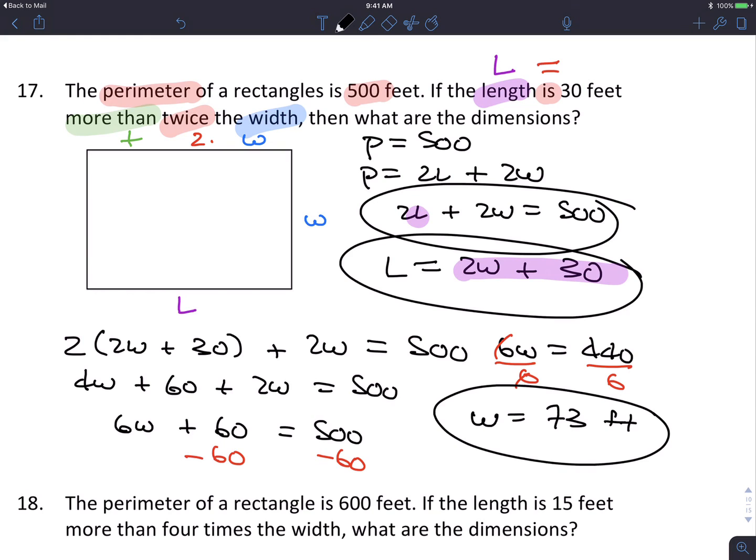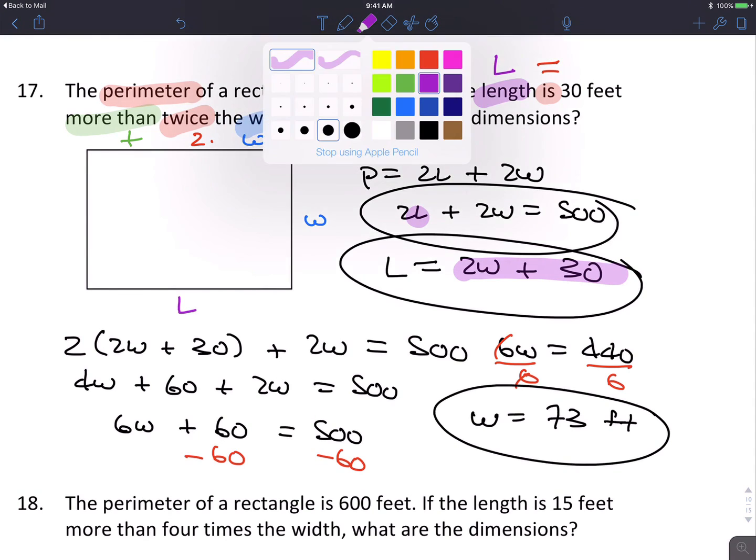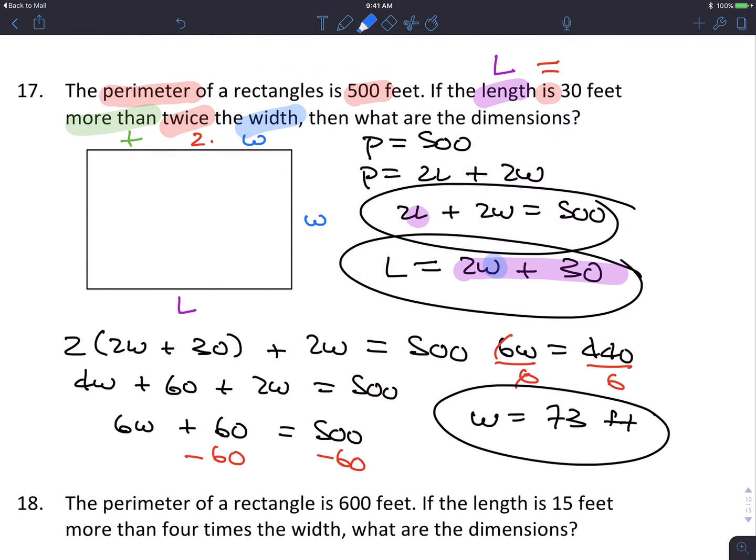So we're going to have to plug that width in. Width is in blue, so I want to point out to you. There we go. Double 73 and add 30. So double 73 looks like it's going to be 146 plus 30, 176. So my length is 176, and my width is 73. And we're done.